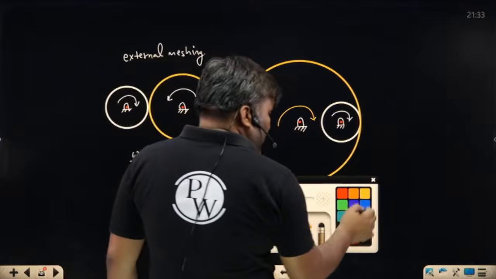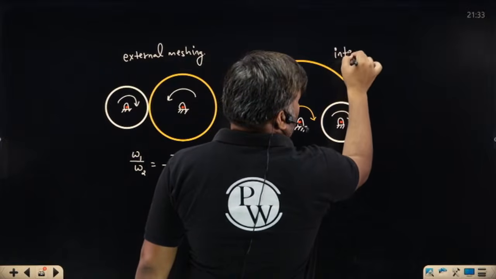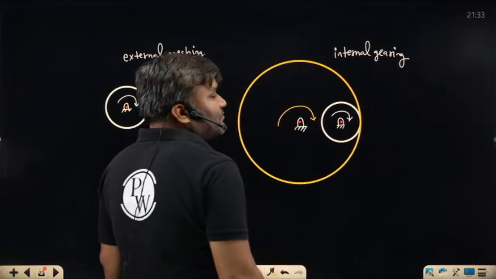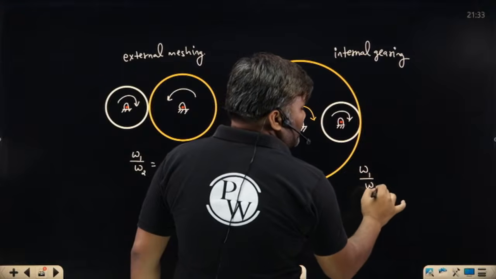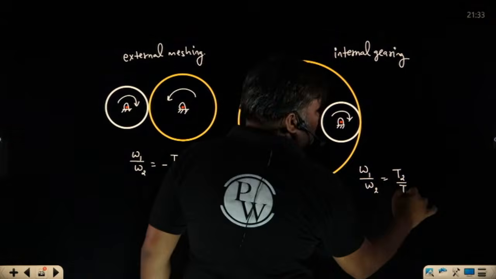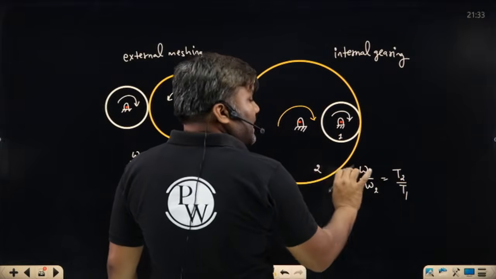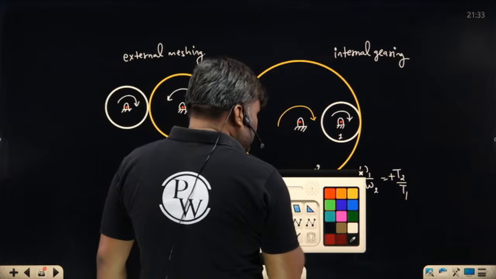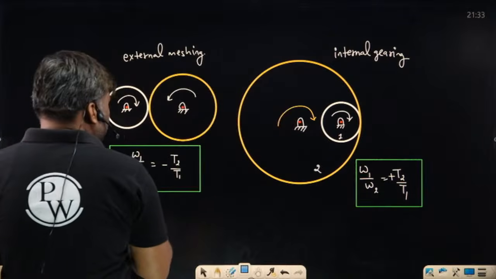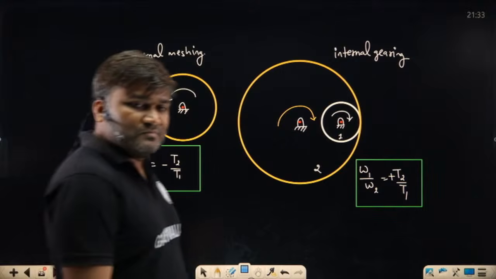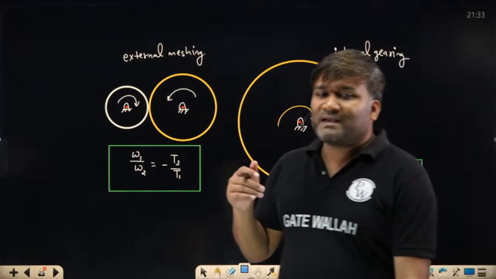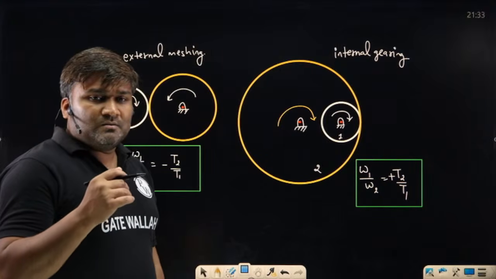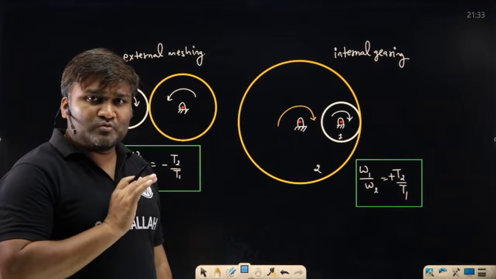And here I have written, this is called as internal gearing. Omega 1 by omega 2 will be T2 by T1. This is my gear number 1, gear number 2, and both are rotating in the same direction. That's why I have put a positive sign here. Simple सी बात. This is what I mean. Clear है बात? So what is the meaning of external internal gearing? How does it affect the directions I have shown you?